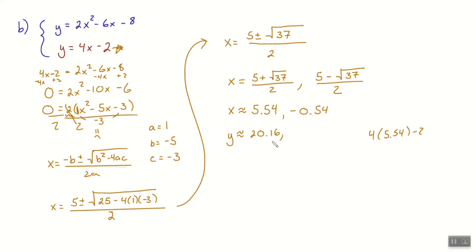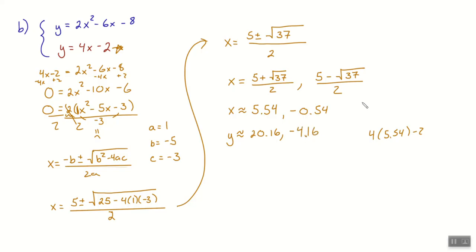Okay, my bad. And when I do negative 0.54, I'll just do the same thing, 4 times negative 0.54, and I suppose I'll actually be able to type into my calculator. What do you guys come up with? Negative 4.16? Good, that's what I heard.